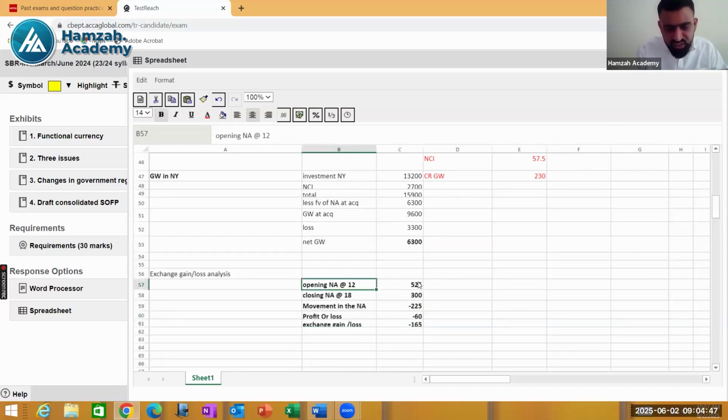Opening net asset, which is 6.3 million, translated using the opening rate, which is 12, in dollar terms is 525. Closing net asset is given in the question as 5,400, translated using the closing exchange rate of 18. It is 300, and there is a total negative movement of 225. Total net loss of 225 in the net asset.